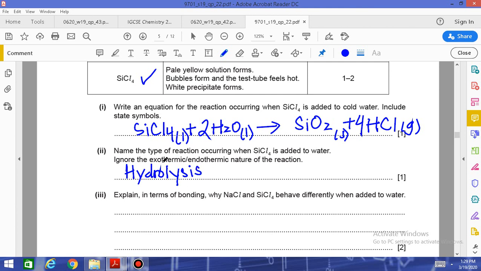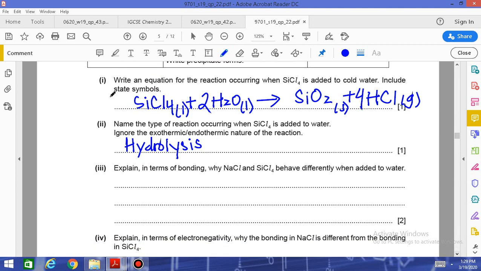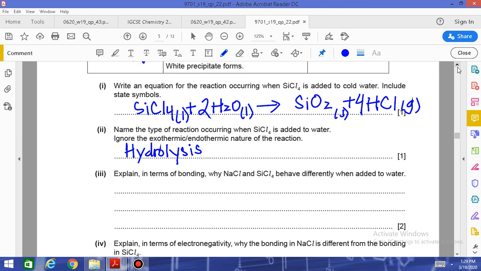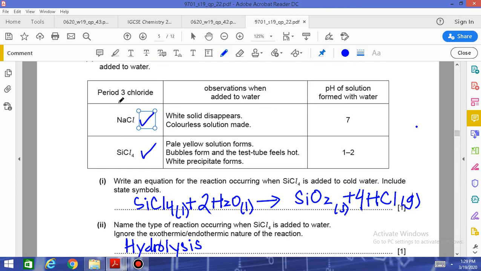Okay, this is called hydrolysis, because the covalent compound reacts with water to produce a new substance, while for an ionic compound, when it's added to water, it only dissolves in the water to produce ions. So the ionic compound only dissolves in the water and ions are produced.